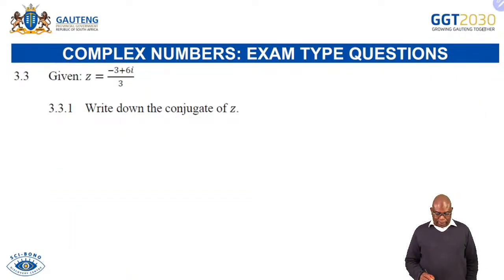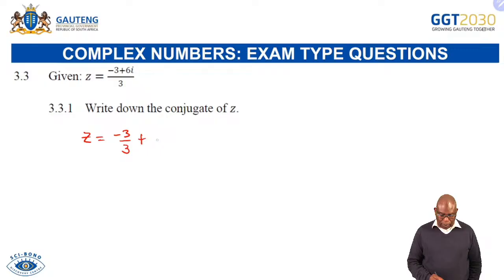Right. In this next one, write down the conjugate of Z. First, I must split it. I must have minus 3 over 3 plus 6i over 3. So I'll have negative 1 plus 2i. But then they said we must get a conjugate of that. So it will be minus 1 minus 2i. As simple as that.